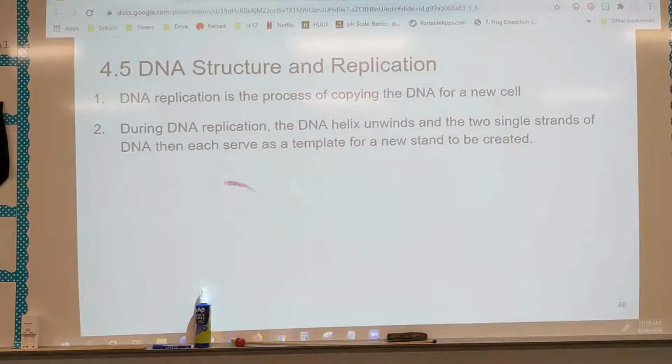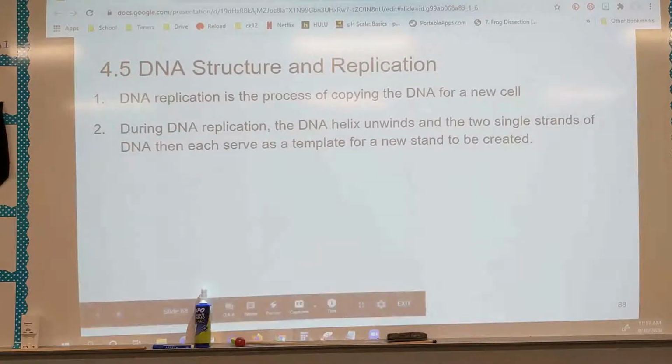All right, structure and replication. I would write the heading. You always write the heading. Otherwise, how do you know what the notes are about? So you always write the heading, and then I would write number 2. Okay, so just number 2. Heading, number 2. Skip number 1.